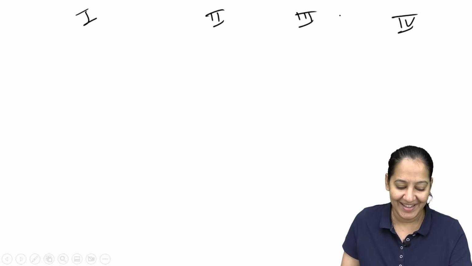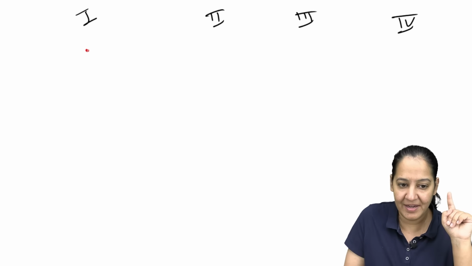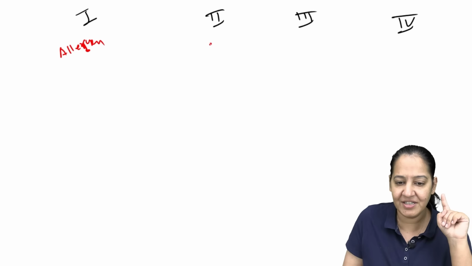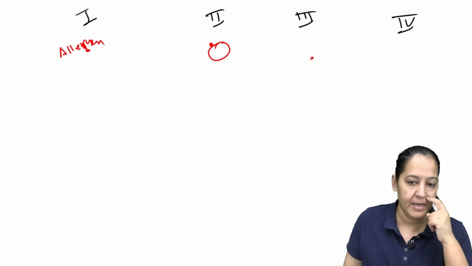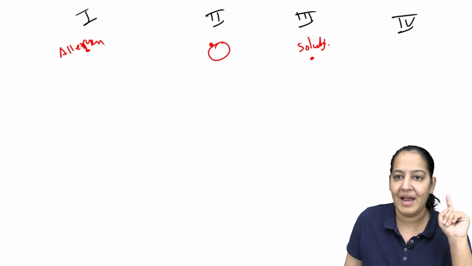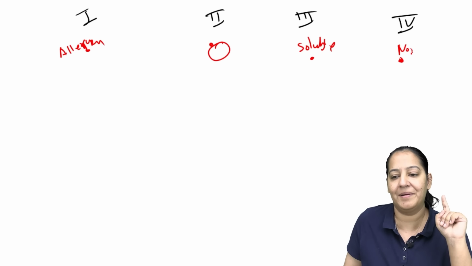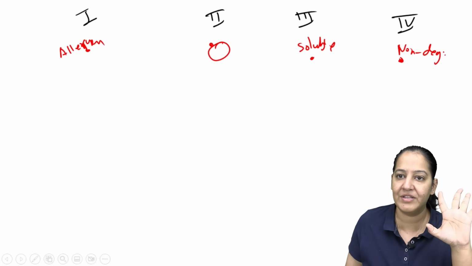We will try. So in all of them the antigen is coming. Here the antigen is allergen. Okay, here the antigen is present on the surface of a target cell. Here the antigen is soluble, and here the antigen is non-degradable. So see, the antigen is different in all of them.